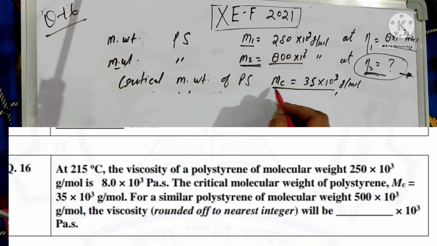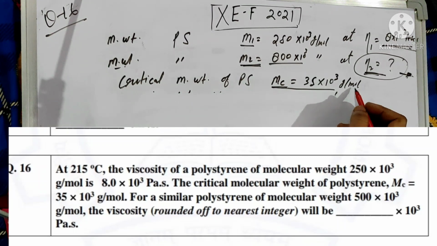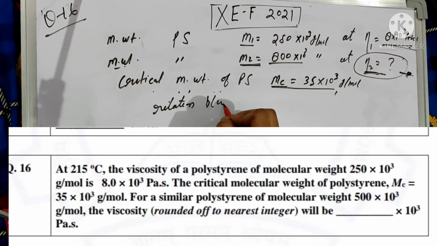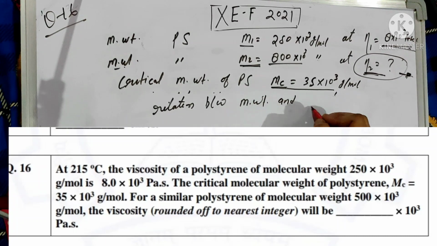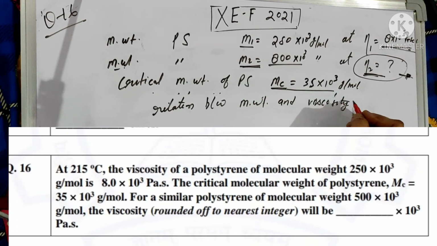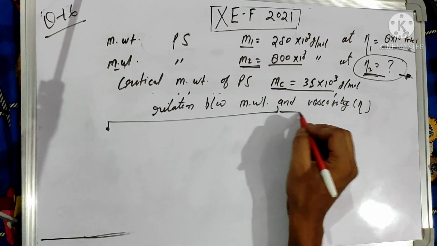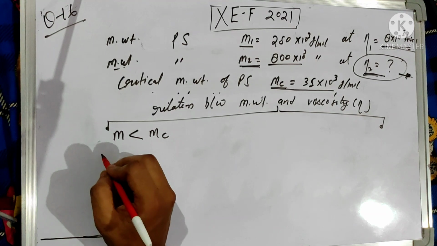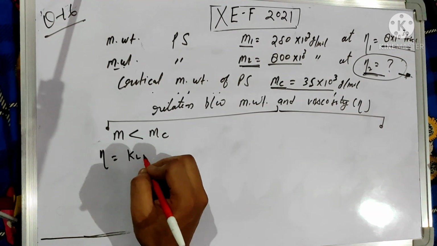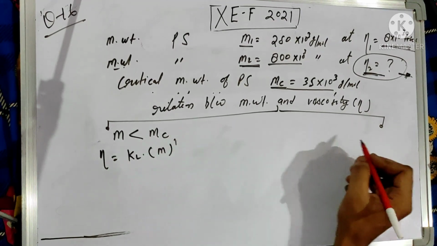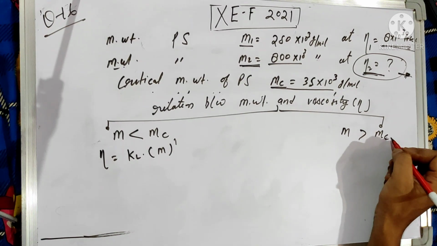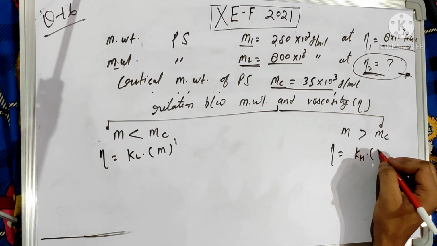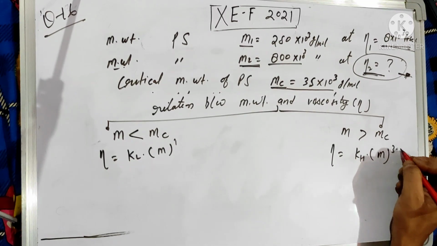Given that the critical molecular weight of polystyrene, MC, is equal to 35 into 10 power 3 gram per mole, you know the relationship between molecular weight of the polymer and viscosity has two terms. If the molecular weight of the polymer sample is less than the critical molecular weight, then eta is equal to KL into M power 1. But if the molecular weight of the polymer is greater than the critical molecular weight, then eta is equal to KH into molecular weight power 3.4.